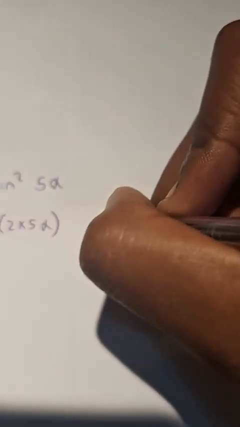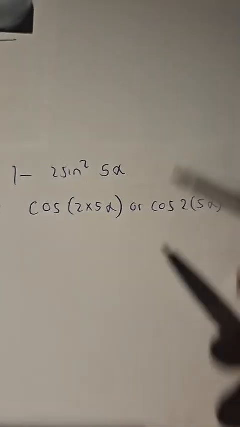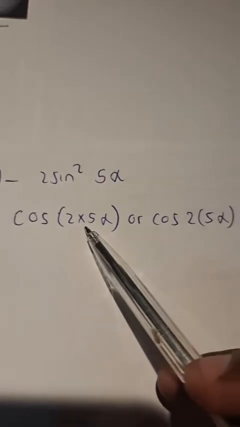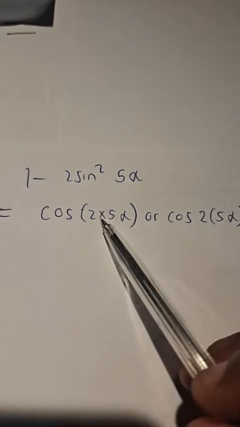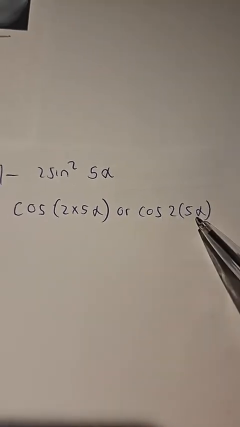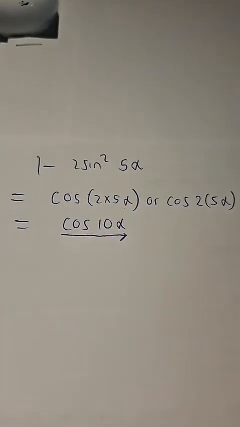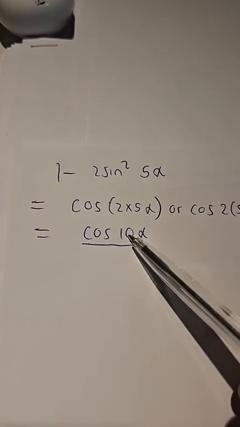Or someone else could have written it as cos 2 (5 alpha). That's also fine. Remember, brackets mean multiply in mathematics. So this and that mean the same thing. It's just that here I decided to put times, there I decided to put brackets. So then the final answer is, what's 2 times 5? That's cos of 10 alpha. So that is my single trigonometric ratio.